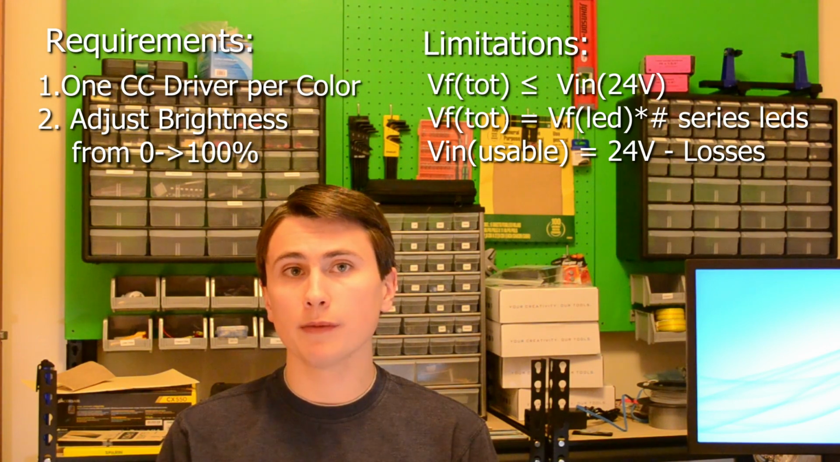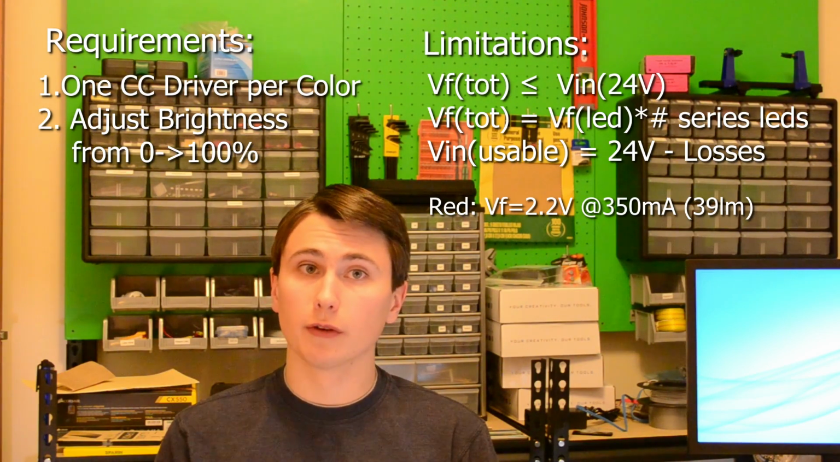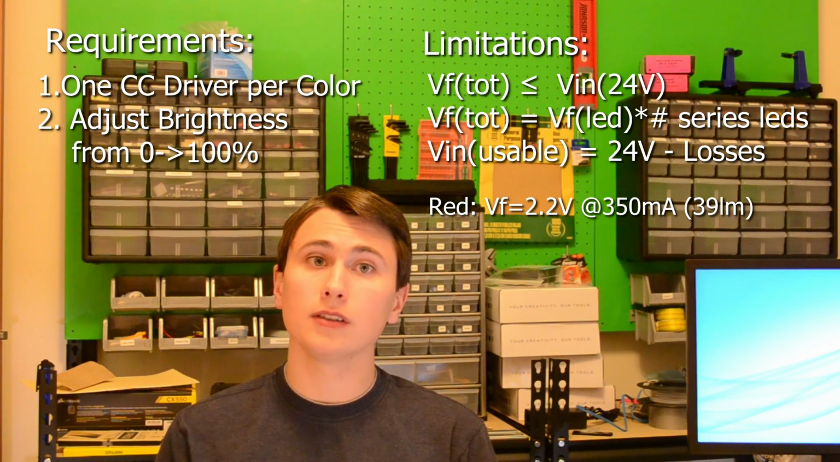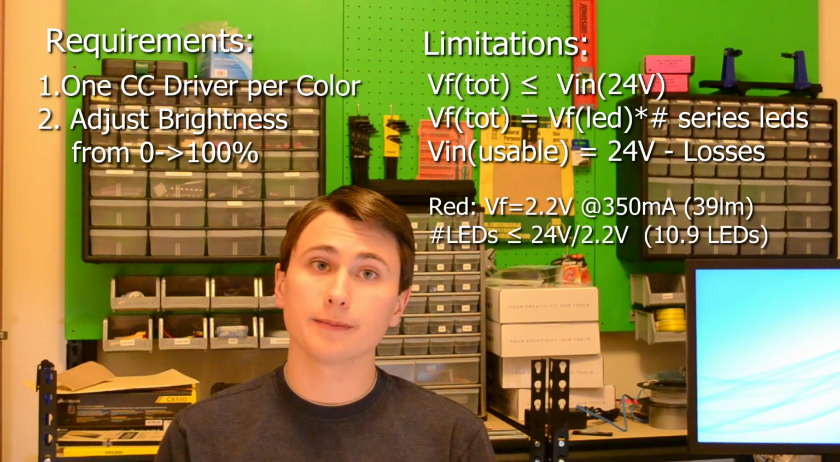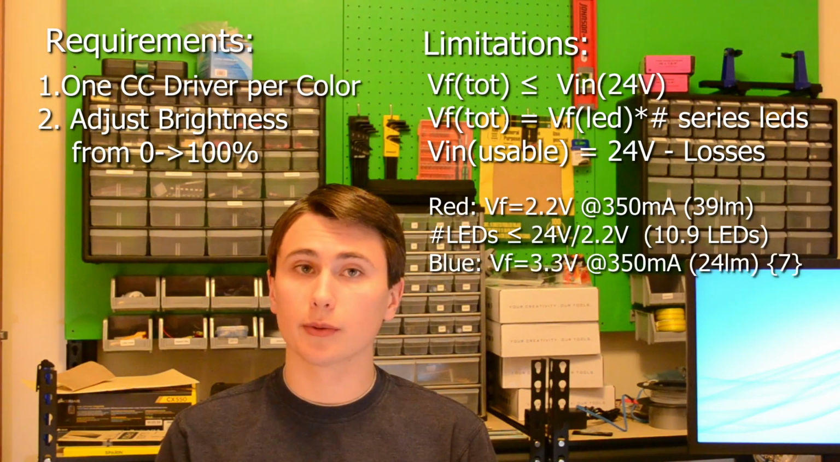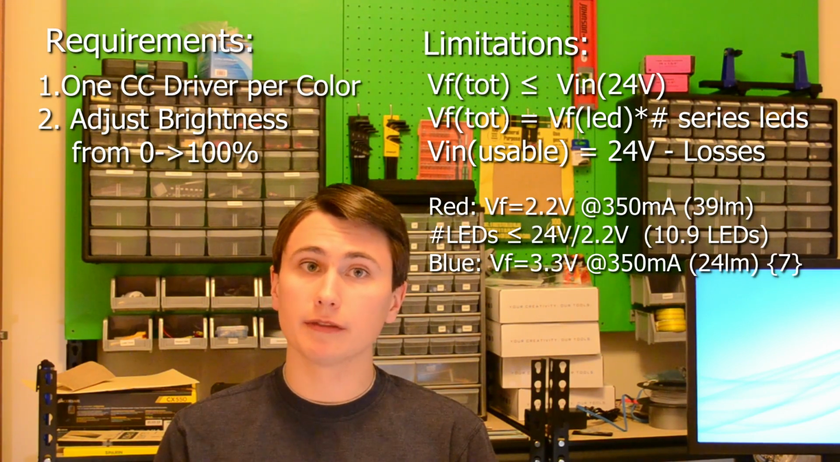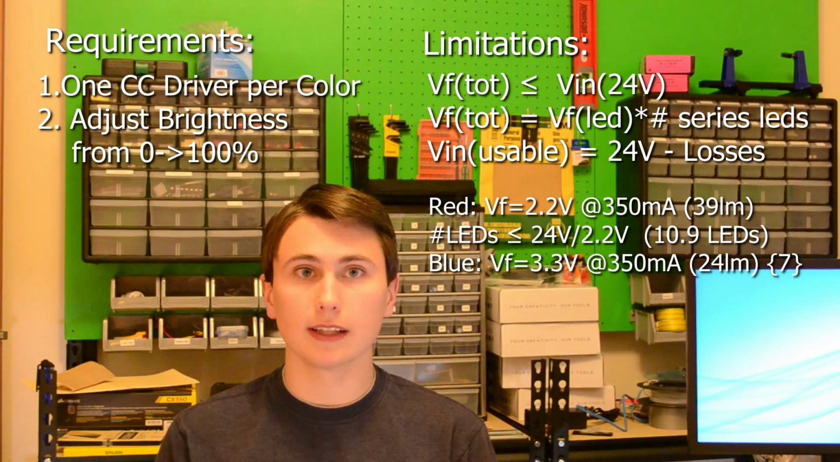The red LEDs have a forward voltage of 2.2 volts at 350 milliamps, which will produce at least 39.8 lumens per LED. Our 24-volt input voltage divided by 2.2 volts will be equal to 10.9 LEDs. Since 10.9 LEDs is not practically achievable, our limit is 10 LEDs. For the blue LEDs, with a forward voltage of 3.3 volts at 350 milliamps, they will produce at least 23.5 lumens per LED. Given our 24-volt input voltage, this will result in a maximum of 7.2 LEDs, or 7 LEDs.